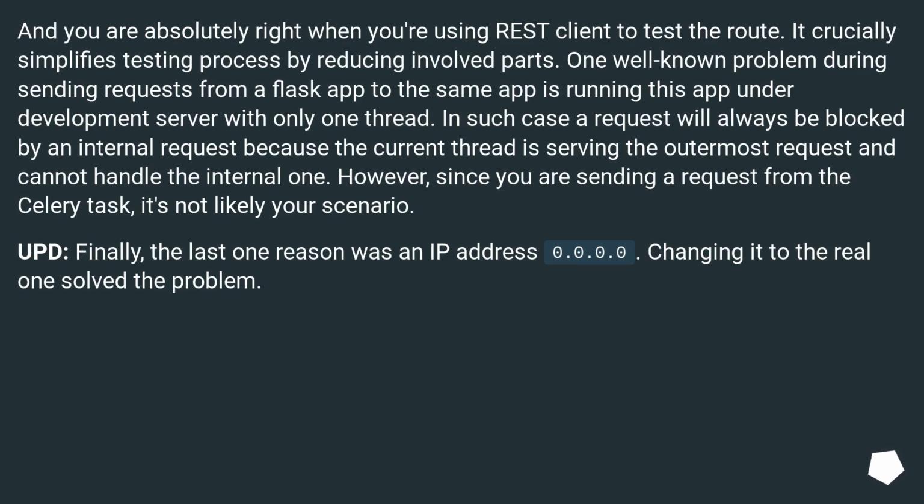And you are absolutely right when you're using a REST client to test the route. It crucially simplifies the testing process by reducing involved parts. One well-known problem when sending requests from a Flask app to the same app is running this app under the development server with only one thread. In such a case, a request will always be blocked by an internal request because the current thread is serving the outermost request and cannot handle the internal one. However, since you are sending a request from the Celery task, it's not likely your scenario.